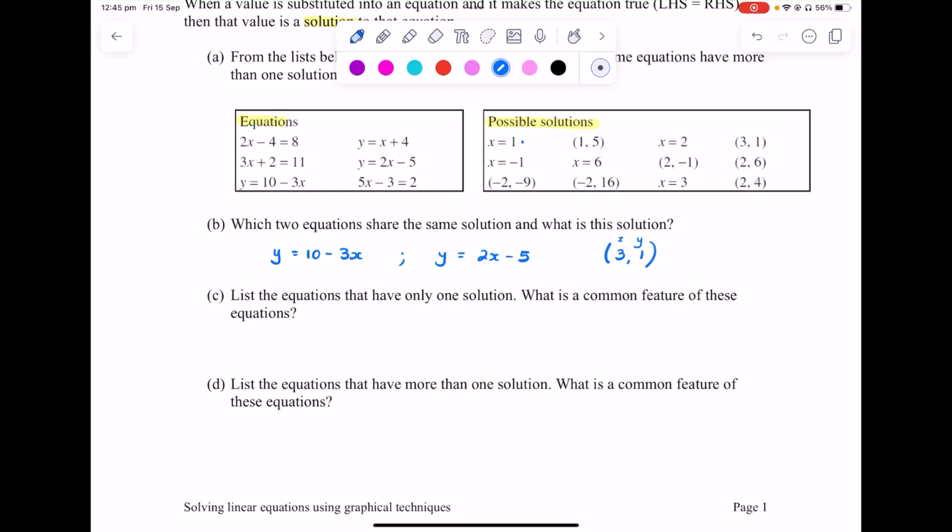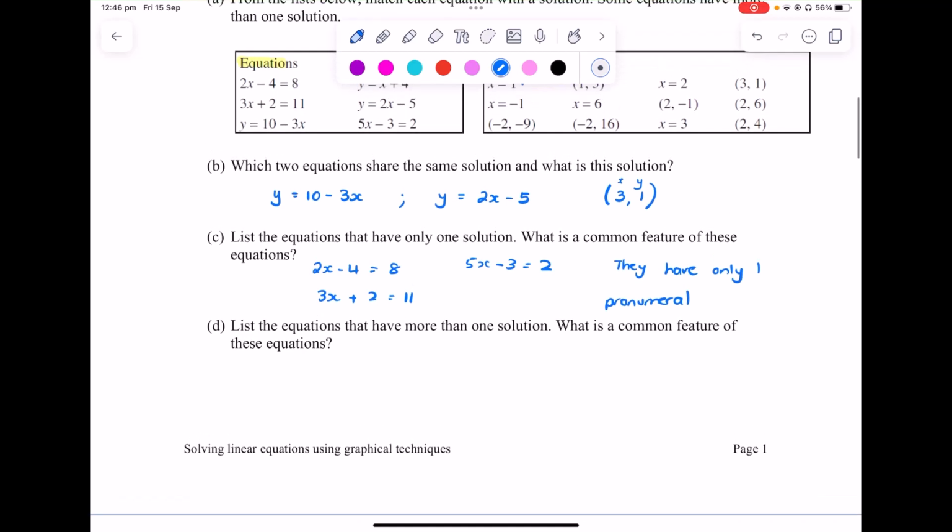List the equations that have only one solution. So the equations that have only one solution are 2x minus 4 equals 8, 3x plus 2 equals 11, and 5x minus 3 equals 2. And what's a common feature? Well, they have only one pronumeral. And remember, a pronumeral is the letter part. They all just have an x, and they can be solved to find the value of x, which is one solution.